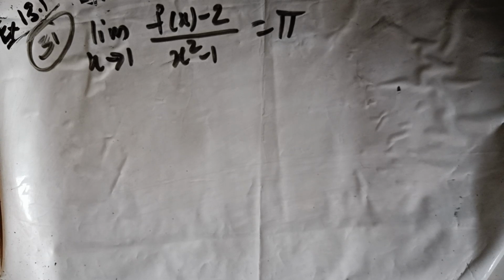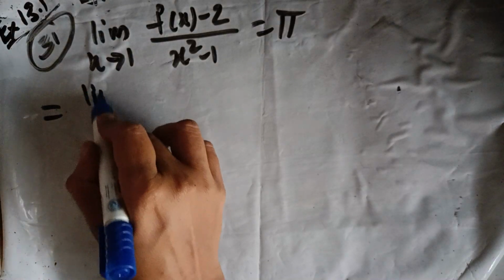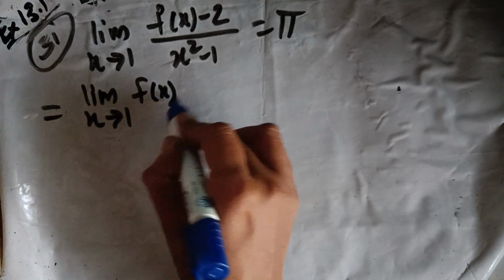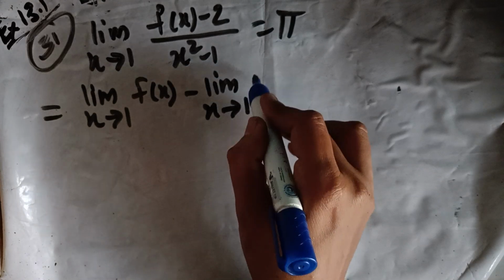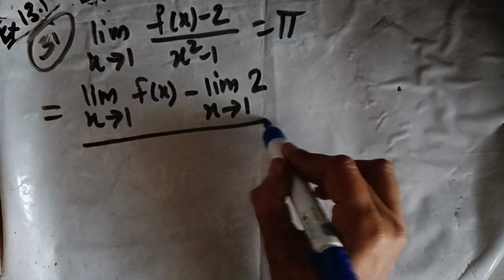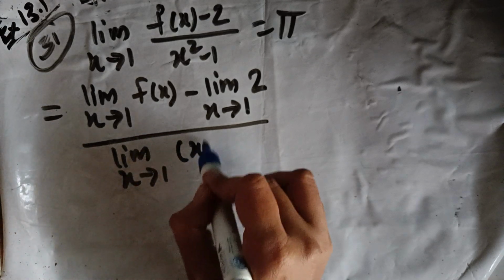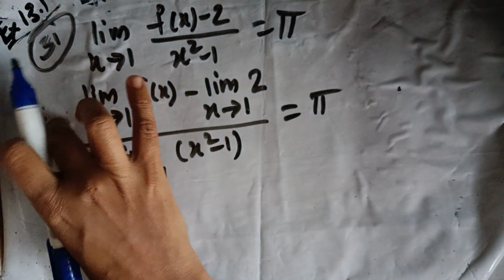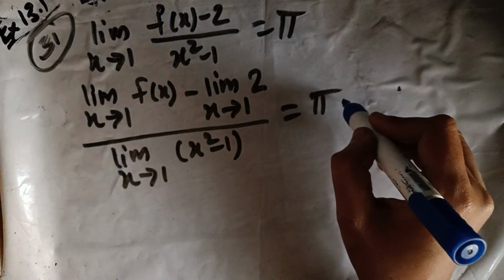Next question, it is given that the limit as x tends to 1 of (f of x minus 2) upon (x square minus 1) is pi. It is already given. You have to evaluate the limit as x tending to 1 of f of x. Okay. So x square minus 1. You can write this as limit as x tends to 1 of f of x minus limit as x tends to 1 of 2, upon limit as x tends to 1 of x square minus 1, equal to pi. You can take this thing to that side, so it will be into.